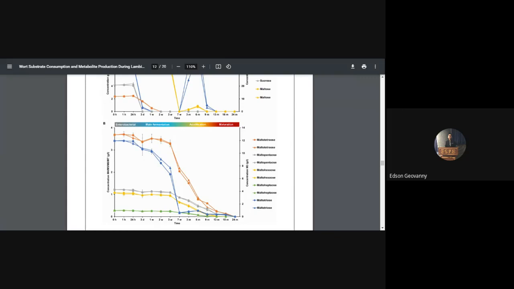And in the conclusion, the present study monitored the temporal and spatial distribution of microorganisms, substrates, and metabolites during the production process of lambic beer, and offers a new understanding of how microbial communities are configured throughout the production process. Thanks.